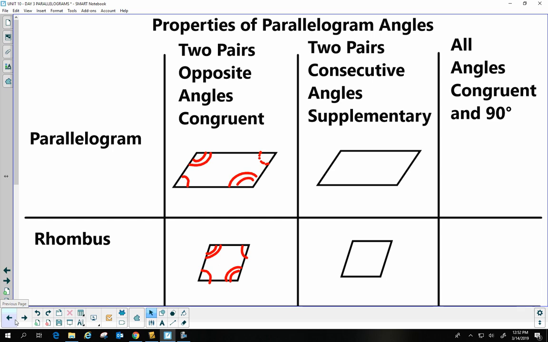So in any parallelogram, the opposite angles are congruent. They're the same size. So here I have these two angles opposite from each other. They're the same size. These two angles opposite from each other are the same size.